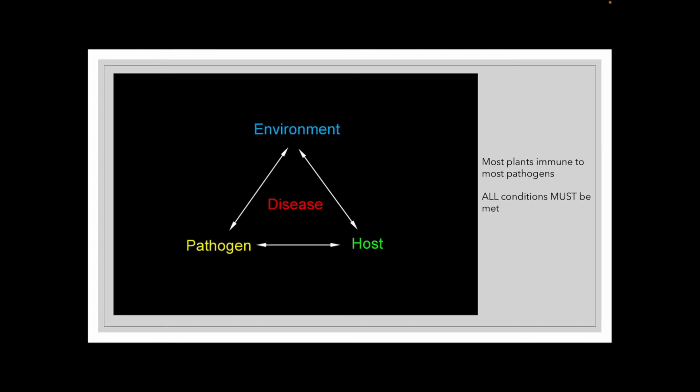All of these things have to be there. This is sometimes the hardest thing for people to understand. The environment has to be correct, the pathogen has to be there, and the host has to be there. So it's really weird to think, as many diseases as there are out there, and as many pesticides as we have to deal with diseases, that most plants are actually immune to most pathogens. And even when you have a susceptible plant and the right pathogen, if the environment is not correct for the development of the disease, you will not get the disease. So all three of these conditions must be met for a disease to take place.